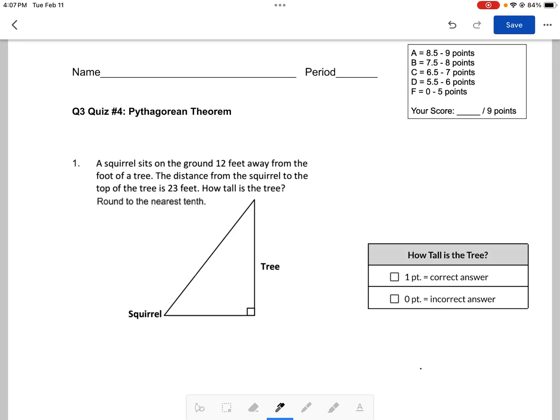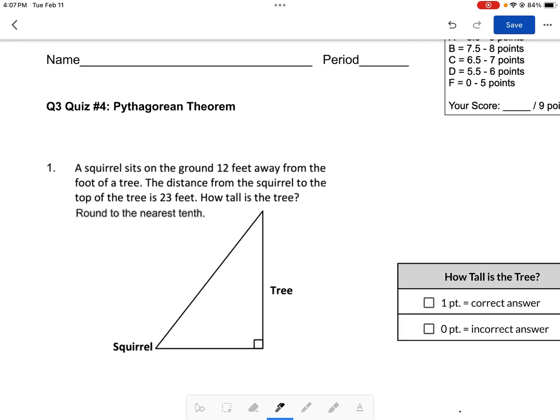It says a squirrel sits on the ground 12 feet away from the foot of a tree. The distance from the squirrel to the top of the tree is 23 feet. How tall is the tree? And then it says we need to round to the nearest tenth.